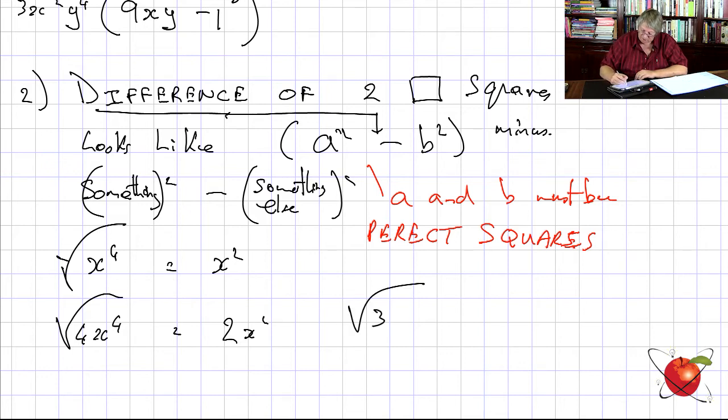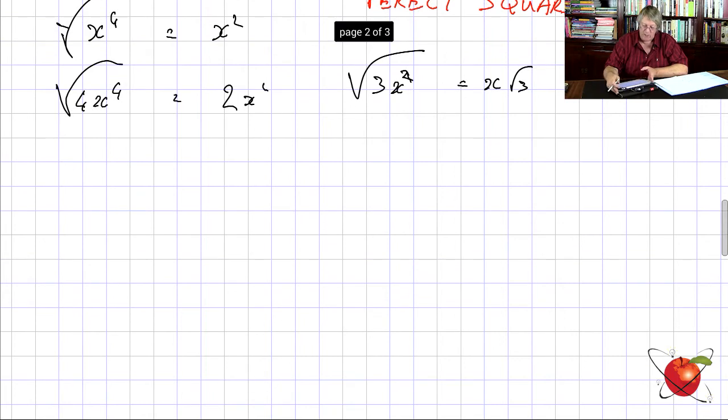Is this root 3x squared? Well, no, because that is going to be x times root 3. I can find the square root of x squared, but I can't find the square root of 3, that's 1.732. It's a decimal, so the answer is no. It is not a perfect square. So therefore, we look and see two things with a minus, and test for difference of two squares. Let's have a look at an example.